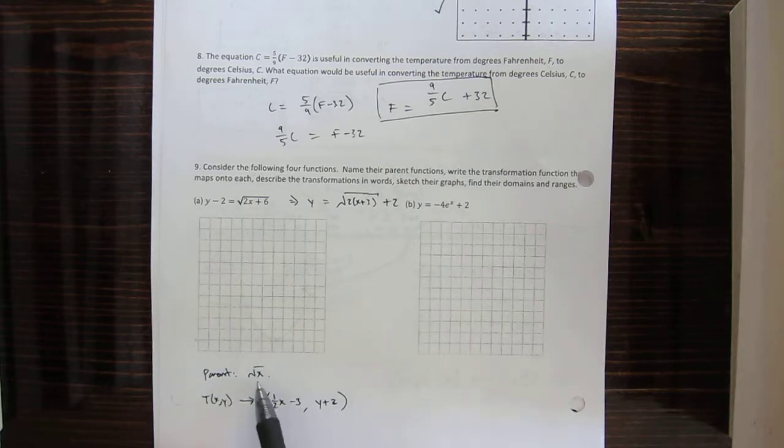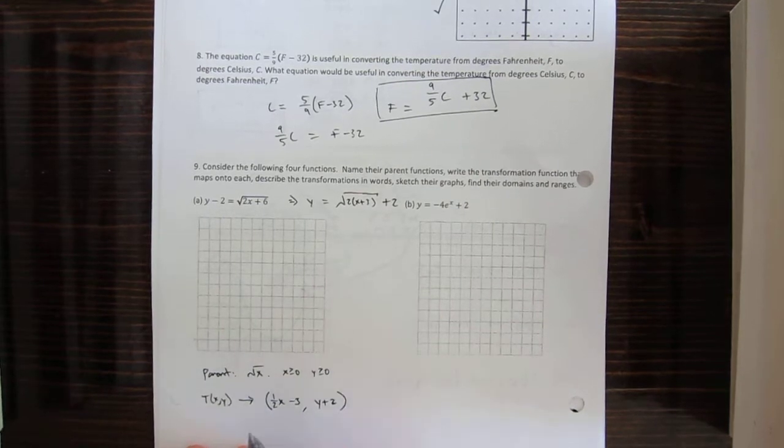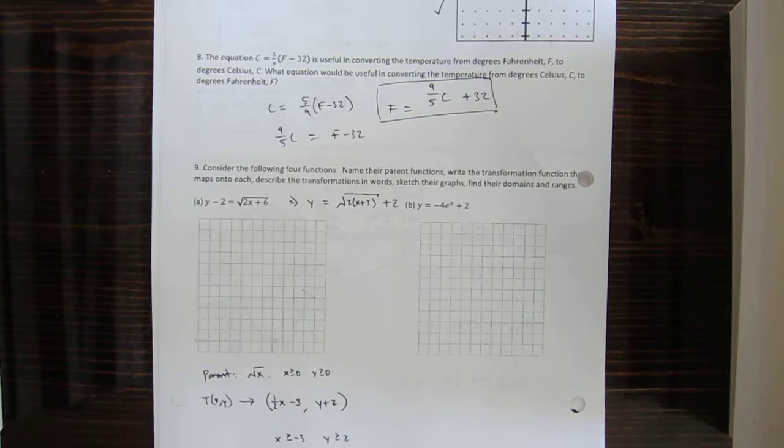Okay, you'll notice that the domain and range of this parent function is x is greater than or equal to 0 and y is greater than or equal to 0. So the domain and range of the new function should be 1/2 times 0 minus 3, or x is greater than or equal to -3, and y is greater than or equal to 2. I'm actually plugging these into my transformation function to get these values.